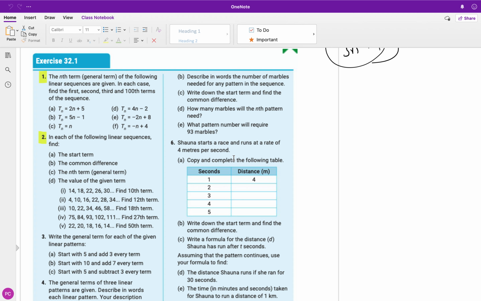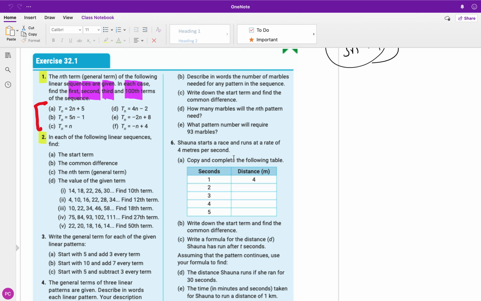So question 1, in each case, what you're looking for is the first, second, third, and 100th term of the sequence. For all of these questions, A, B, C, D, E, and F, you're going to sub in those numbers. You're going to sub in a 1, a 2, a 3, and 100, wherever you see an n, for all of those ones there.